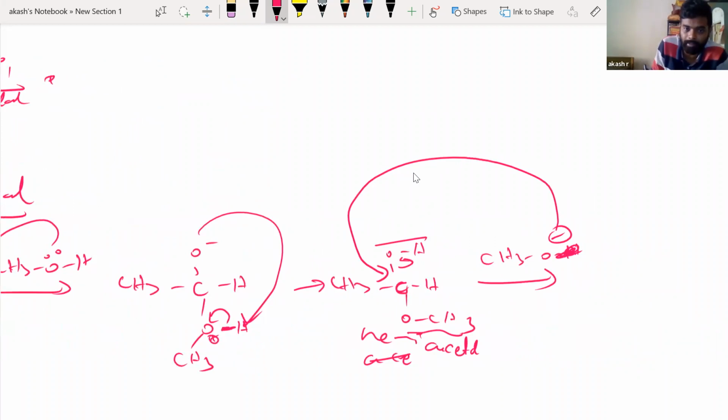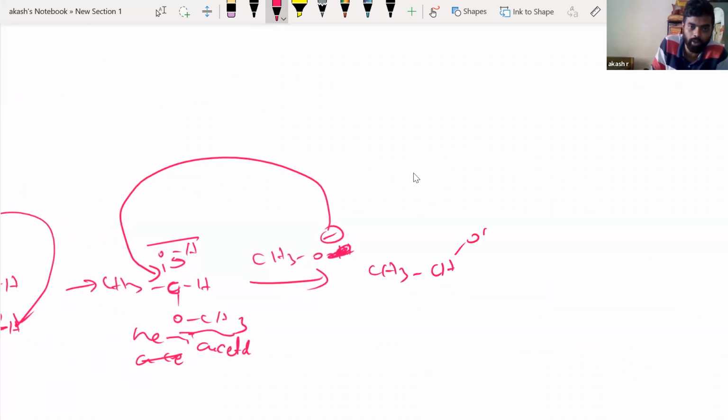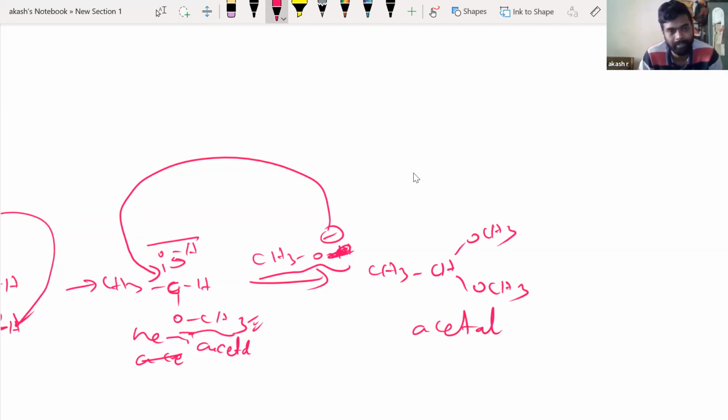So now what is going to happen? We are going to have CH3CH, and that CH has one OCH3 and is also attached to another OCH3. One OCH3 is already there, and the other OCH3 comes from here, where the OH is replaced. And then you understand that this is your acetal. Very, very simple. Addition of alcohol two times.